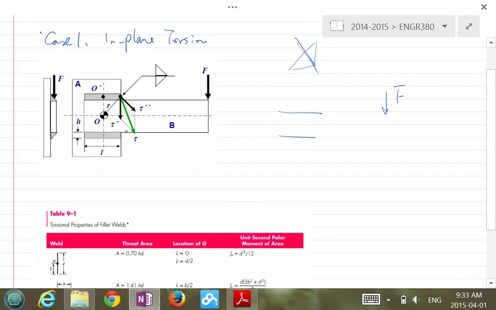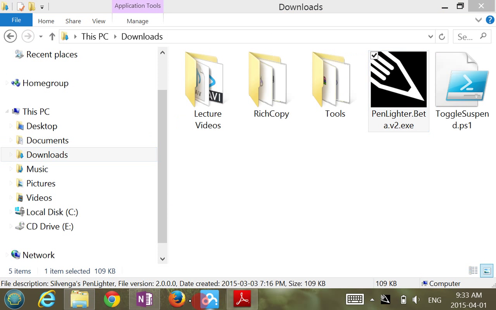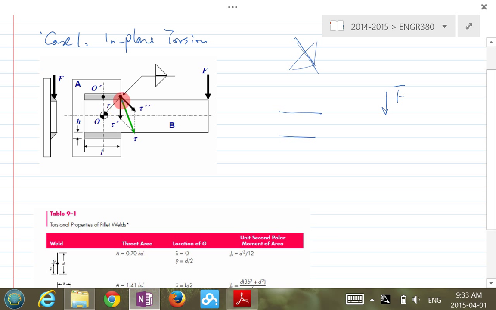So for in-plane torsion, the first step you need to identify is which location is the most critical location. The critical location, basically, is the location that has the maximum stress, right? And apparently, this location has the maximum stress. All the locations have the same shear stress due to the shear force. But only at this location, the R is maximum. So then this tau double prime becomes the maximum here.